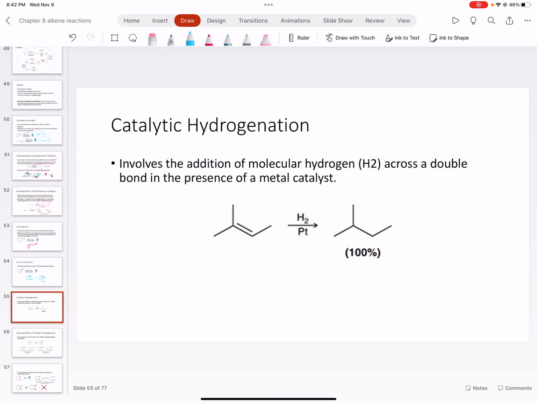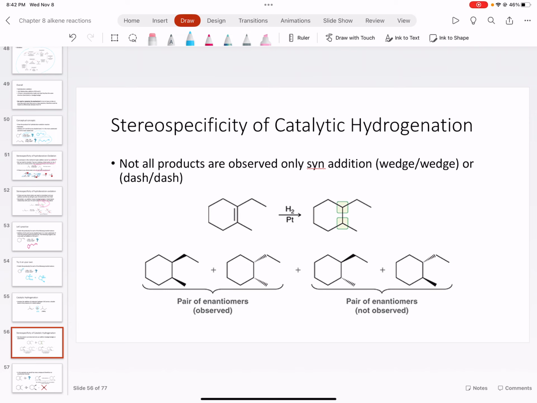So then catalytic hydrogenation involves addition of molecular hydrogen, H2, across a double bond in the presence of a metal catalyst. So this one's pretty straightforward, right? H2 Pt, we're just adding hydrogen on one side and hydrogen on another side. So stereospecificity of catalytic hydrogenation: not all products are observed, we only get syn addition. We only get syn addition again, meaning we only have wedge wedge or dash dash relationship.